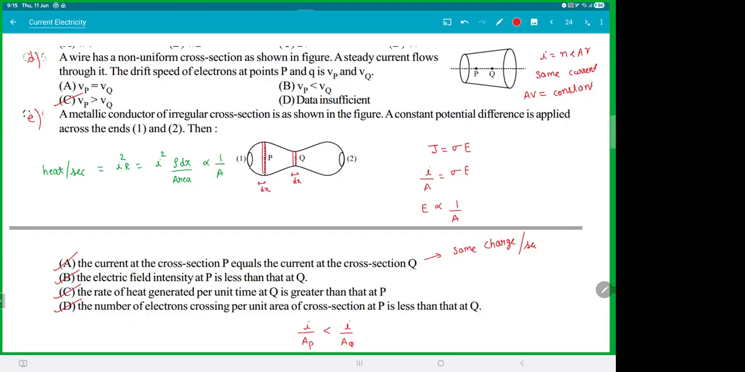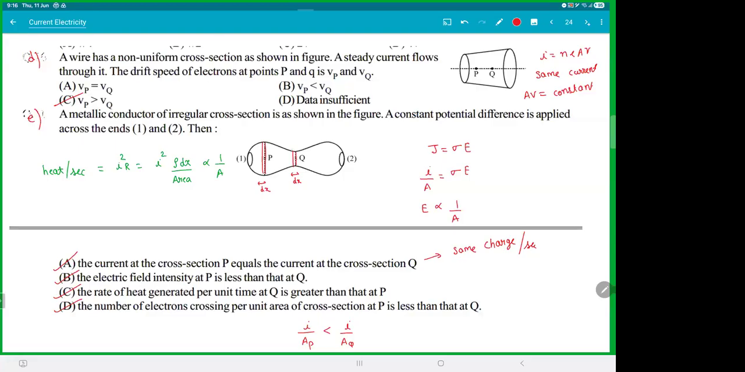So think of it like this. If you keep sending current through this wire, which part of the wire will break first? Let's say you used this wire as a filament for a bulb. As the bulb is glowing, at which point, P or Q, will the wire break? So you can ask a question like this. It will break at point Q.